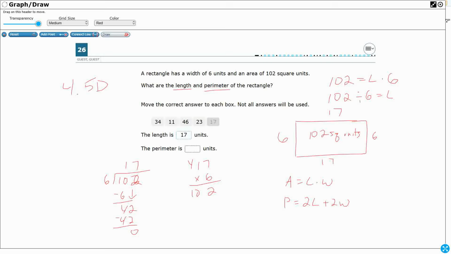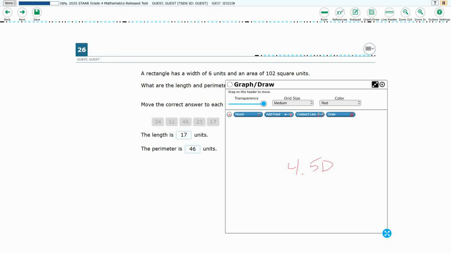So that means I need to double the length and double the width. Sometimes I like to do it like this. I like to take my length and width, 23, and then I simply double that. So that's going to equal 46. A lot of different ways to calculate the perimeter as long as you add all 4 sides together. So we're going to get 46.